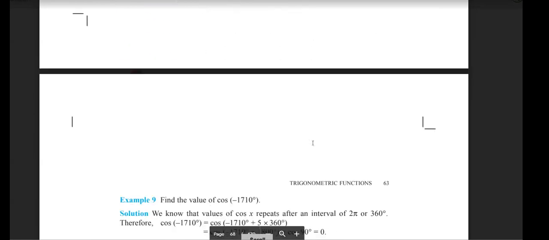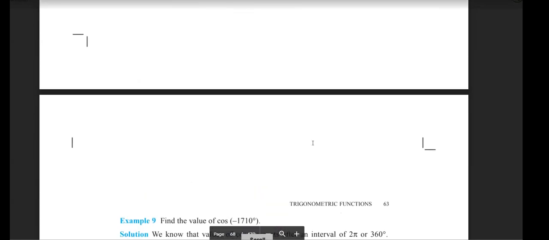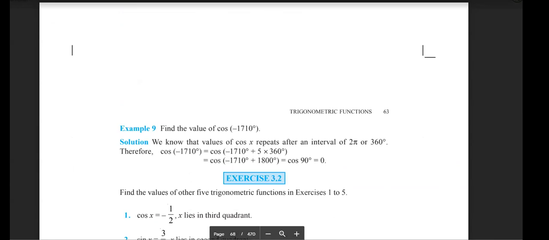So questions like this will come now, like minus 1710. Example 9, minus 1710. Tell me, step by step. Okay, Zilan, very good. But then negative, Zilan, did you consider the negative?